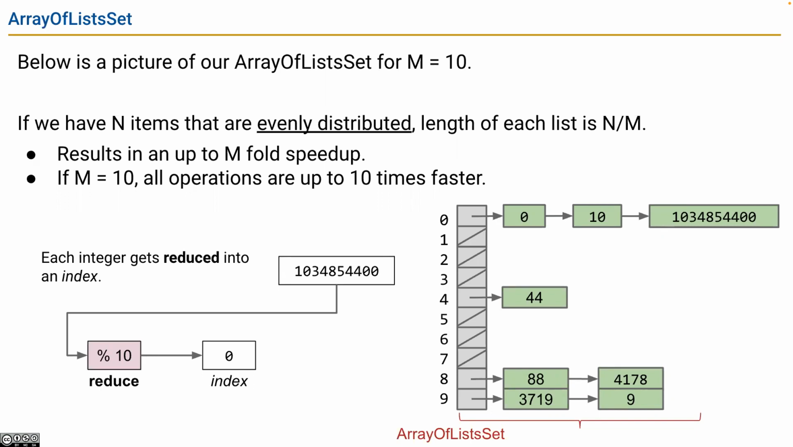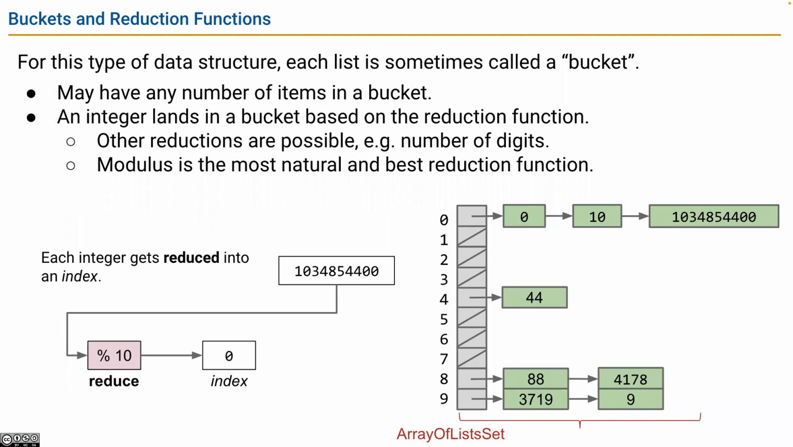All right. Now I want to note the word bucket. A lot of times this kind of data structure, a hash table will be a variant of this. Each list is sometimes called a bucket, and you can have any number of items in a bucket, and the distribution of items across your buckets is based on your reduction function. And so, of course, as I mentioned, you could do other reductions that are worse, but I like this one. I think that modulus is the most natural and best reduction function. At the very end of lecture today, we'll see a slightly different version than using the % operator in Java.